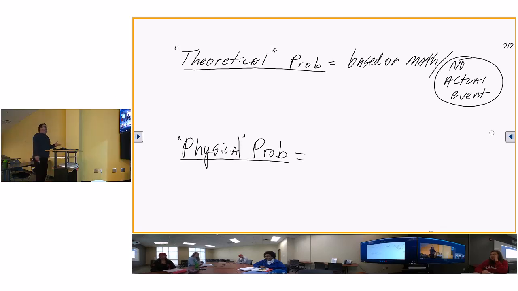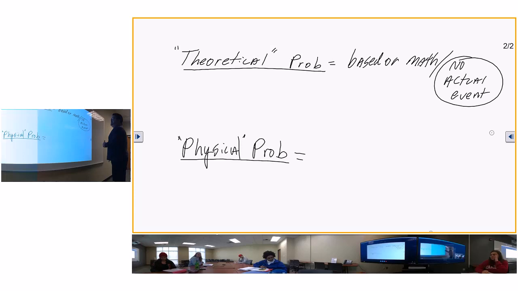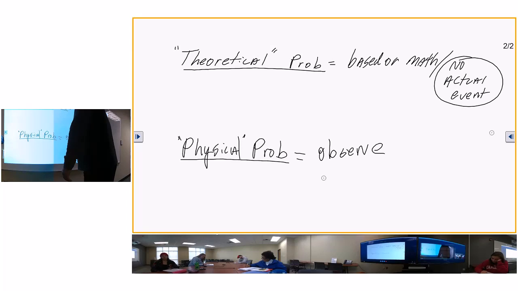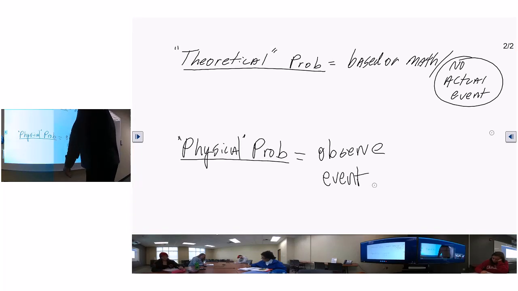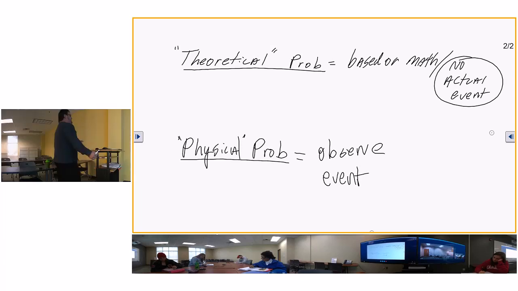So, physical probability would be what? If the theoretical probability is no actual event, then what is the physical probability? Actual event. An actual event, something that you try, an observation. Okay? Let's say that you pull out a quarter and you flip it 10 times, and six times out of those 10 times, it comes up tails. Then that's 0.6, where you said the theoretical probability is 0.5.